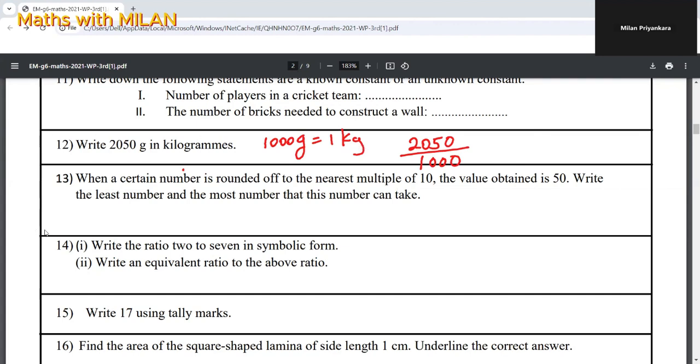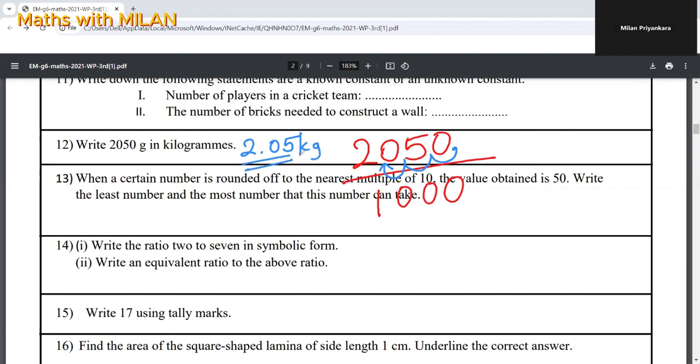I'll show you in a bigger picture, right? When you divide by 1000, 100, or 10, or 10,000, something like that, you can move the decimal point back and forth. Initially the decimal point is here. You take 3 steps to the left when you divide, right? So this is going to be 2.05 kilograms. You have to write the answer in kilograms.